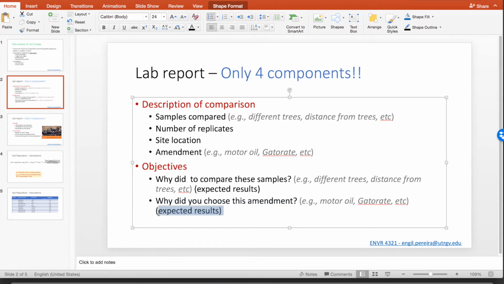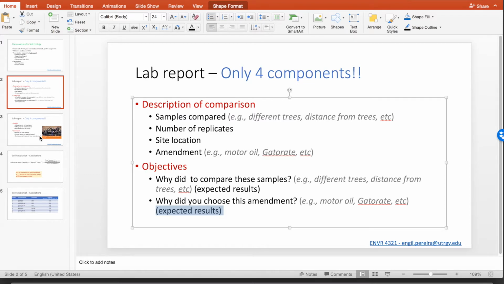What did you expect to see from it? And is it common to see this amendment being added to the soil? Maybe it's part of an environmental problem. Maybe it's part of a management to make the soil better. So maybe you write a little bit about this under your objectives.